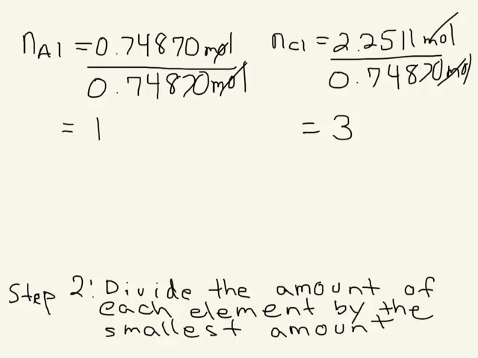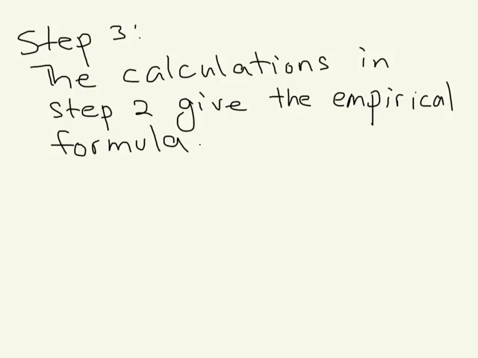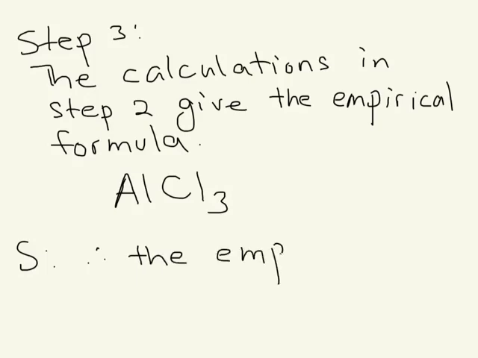Okay, but back to this example. So in this case, we have a 1 to 3. So what this represents is the formula. So in this case, our formula is going to be Al1, but we don't write ones, Cl3. Now just so you can see the different steps that are involved in solving this type of problem, step 3 again is the calculations, and step 2, give the empirical formula. So our answer is AlCl3. And the last part is we need a statement. So therefore, the empirical formula is AlCl3.